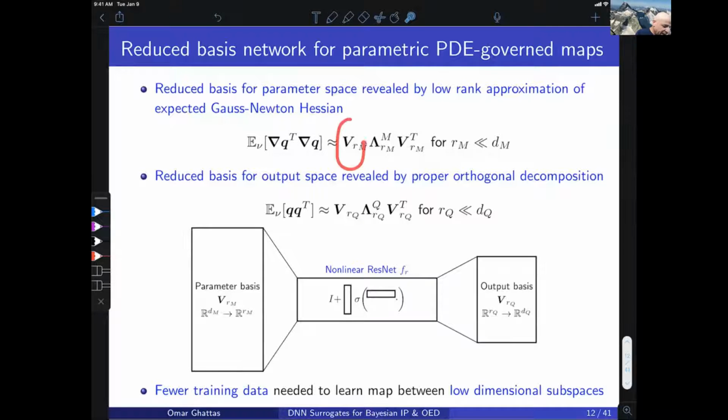So V are the eigenvectors. This is a tall thin matrix, and we have the eigenvalues, capital Lambda. And the hope is that r is small. So this is the dimension r here, and the coordinates that feed into the network after you get to this first layer, the reduced coordinates, are the coordinates in this low-dimensional subspace. And that's what the neural network sees. And we'll talk about the neural network in a second.